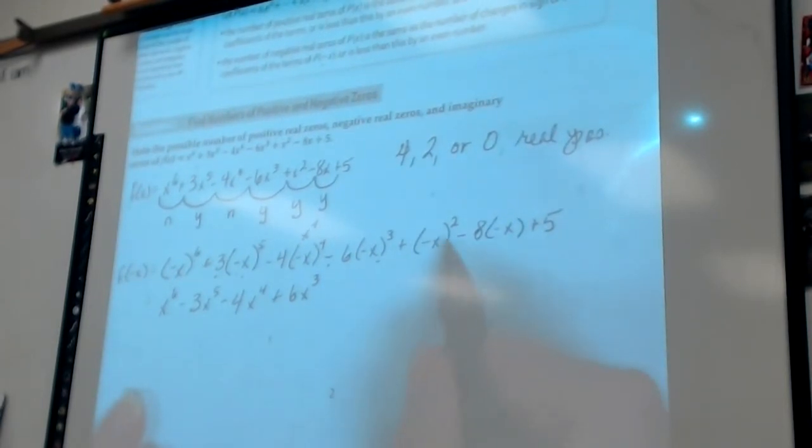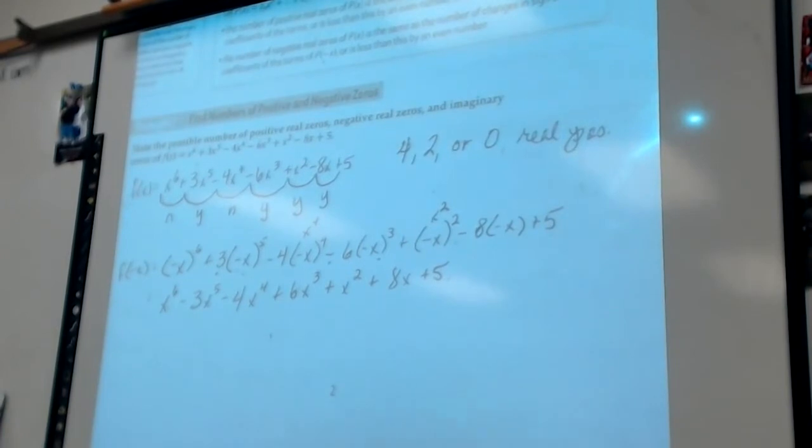Okay, what about negative x squared? That would be a positive x squared, so that sign doesn't change. Okay, then we have negative 8 times negative x. That would change to positive, right? And then the 5 stays the same. It doesn't have an x with it, so it's not going to change.